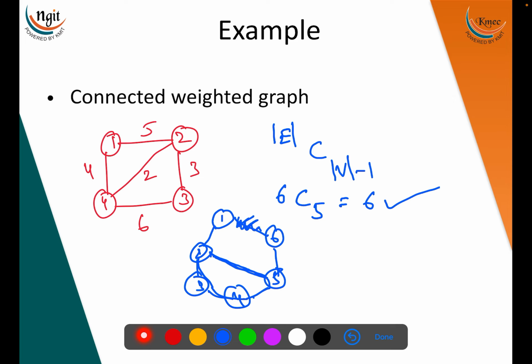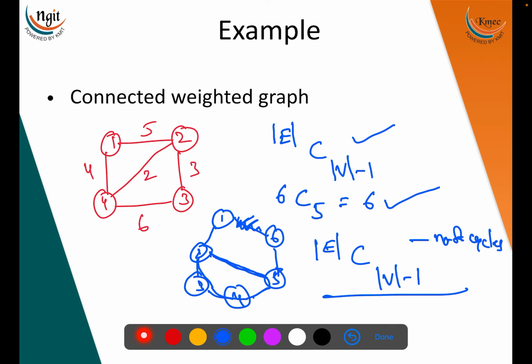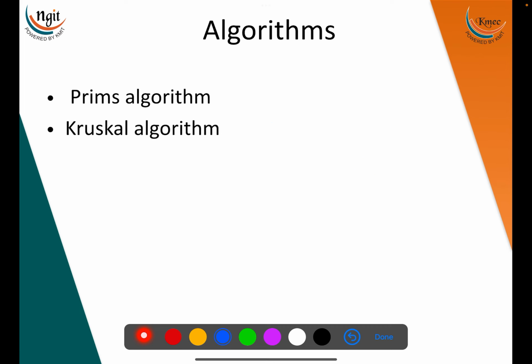So you have to change the formula when you have cycles in the graph. When you have a single cycle, then the formula is this. When you have 2 cycles, then the formula is E C (V minus 1) minus the number of cycles. This is the formula which is useful to generate feasible spanning trees from a graph, right? Now we'll see some examples.